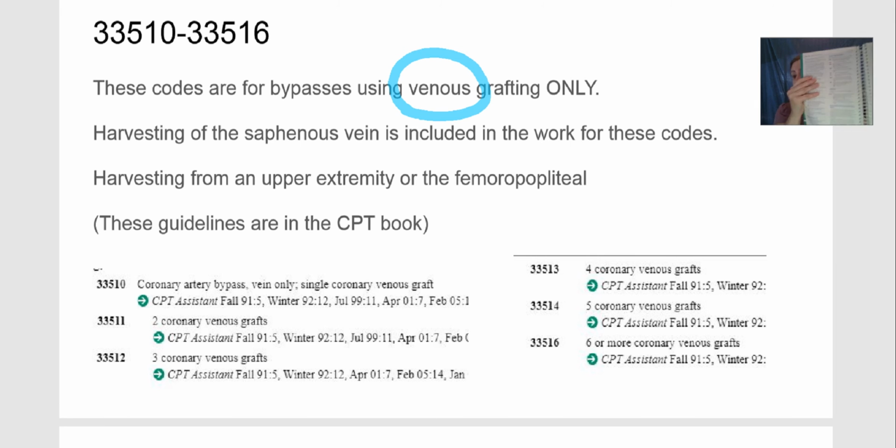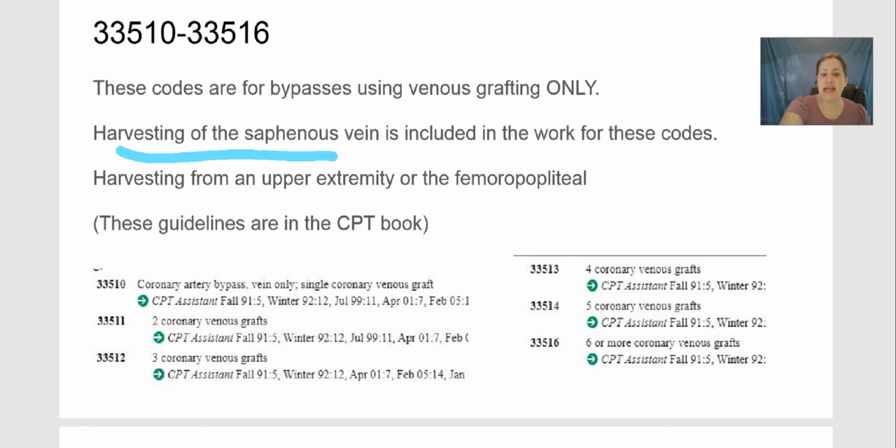Prior to that, I have these two paragraphs of directions called the guidelines. A lot of times coders, especially new coders or student coders, don't spend the time reading those guidelines. But they make a big difference in getting this right. Those guidelines on that page say harvesting of the saphenous vein is included when you build these codes.